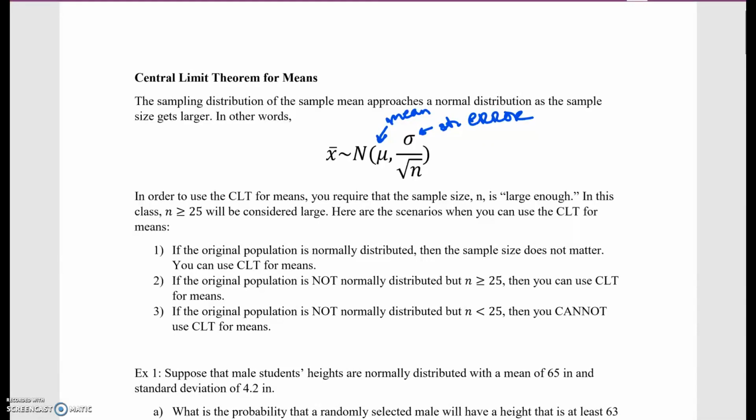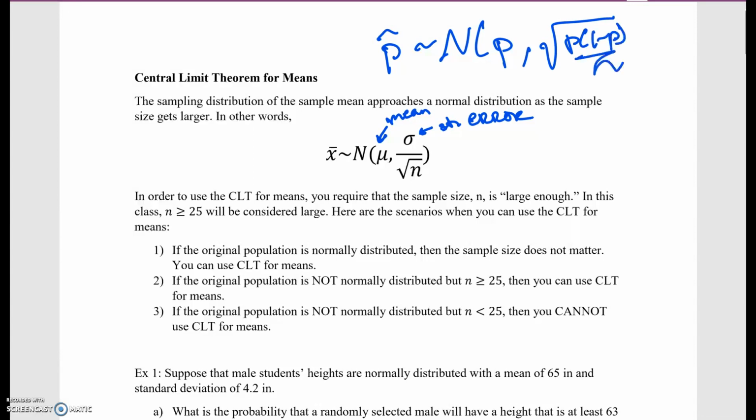Here we have something very similar to what we had for the proportions. For proportions, we had that p hat was normally distributed with a mean of p and a standard error of square root of p times 1 minus p divided by n. That's what we had for sample proportion. Now for the sample mean, we have a completely different distribution. Now, in order for me to use CLT for means, you require the sample size n to be large enough. In this class, large enough is going to be n greater than 25.